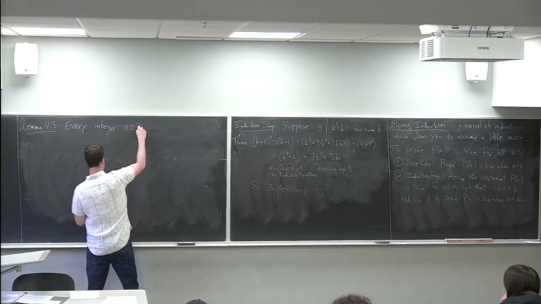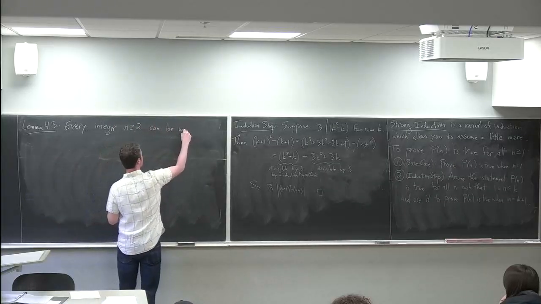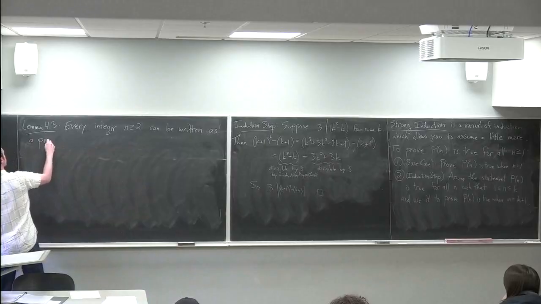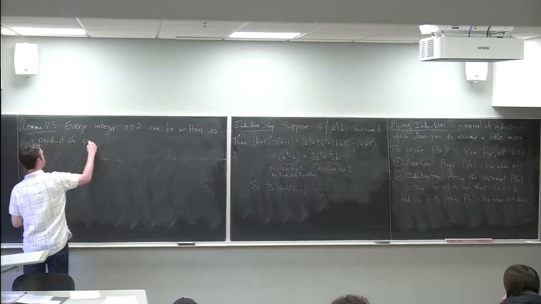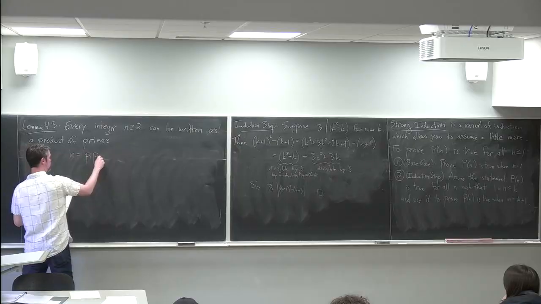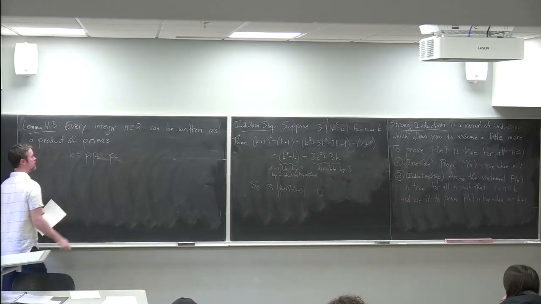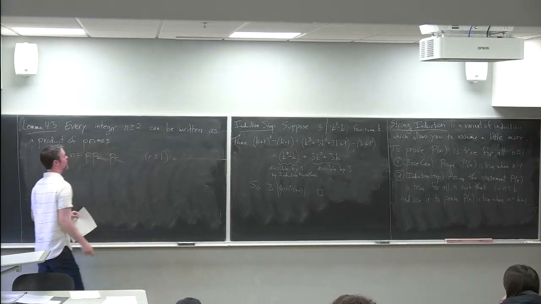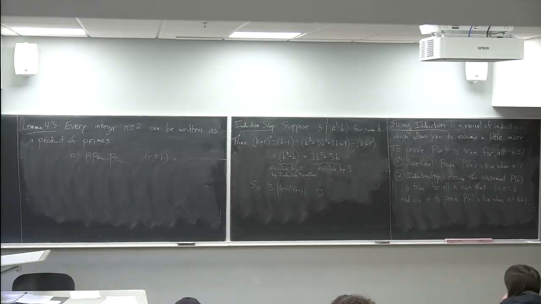So every integer n greater than or equal to 2 can be written as a product of primes. So that means you can write n as some product of these p's that are all supposed to be prime numbers, where the index there, we'll say, is at least 1. So that allows for the possibility that your product really just has one factor, which is to say that n itself is prime. Right? So a prime number would be thought of as a product of primes in which there's just a single factor.